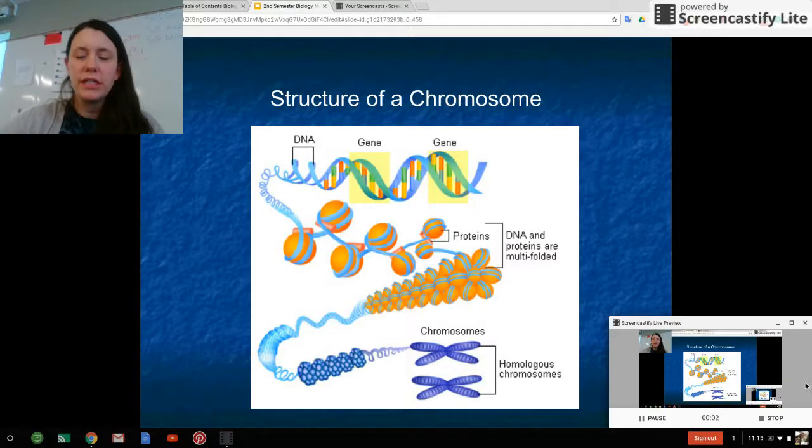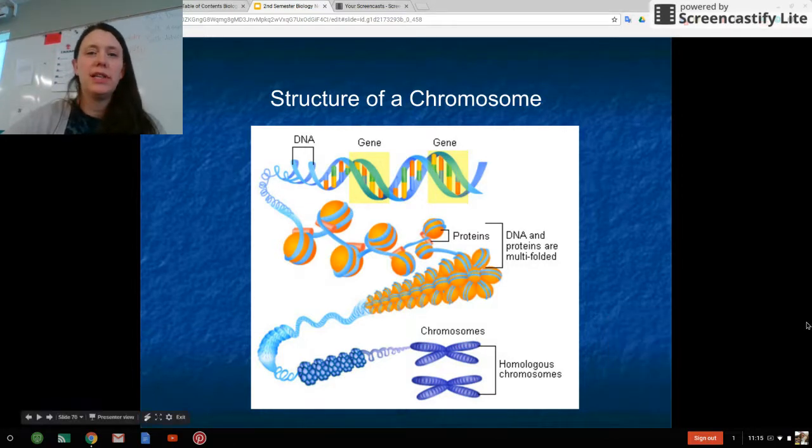Hey Bio, Mrs. Cozen, and we're still in Unit 3 DNA, and this is Video 2, Structure of DNA, and you are also going to have a picture that you're going to color and label. So yay for coloring, woohoo!